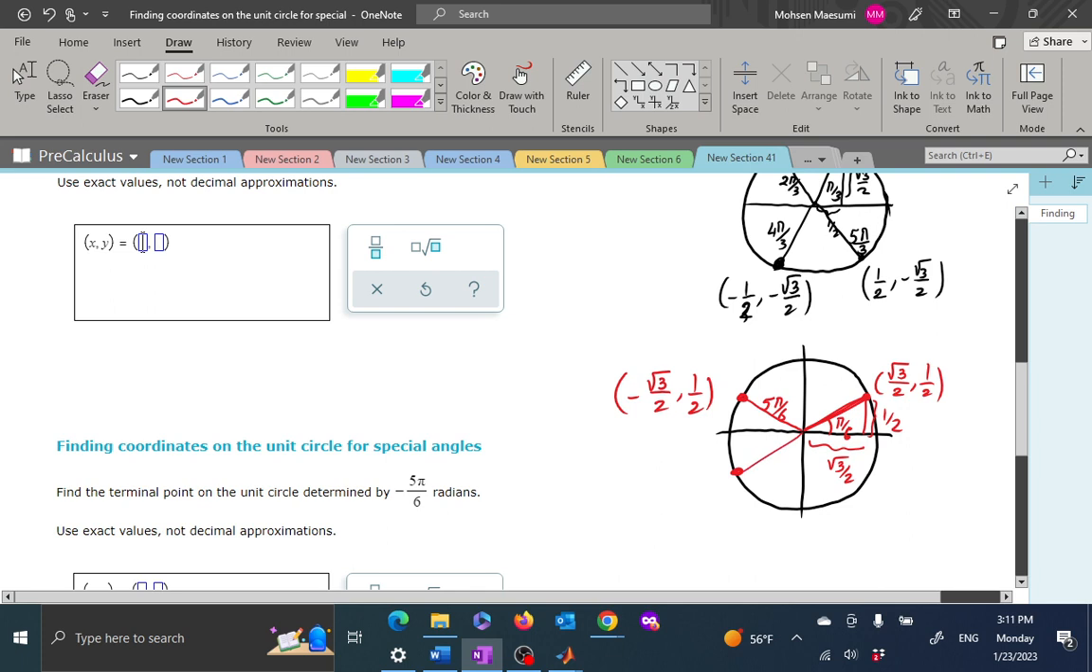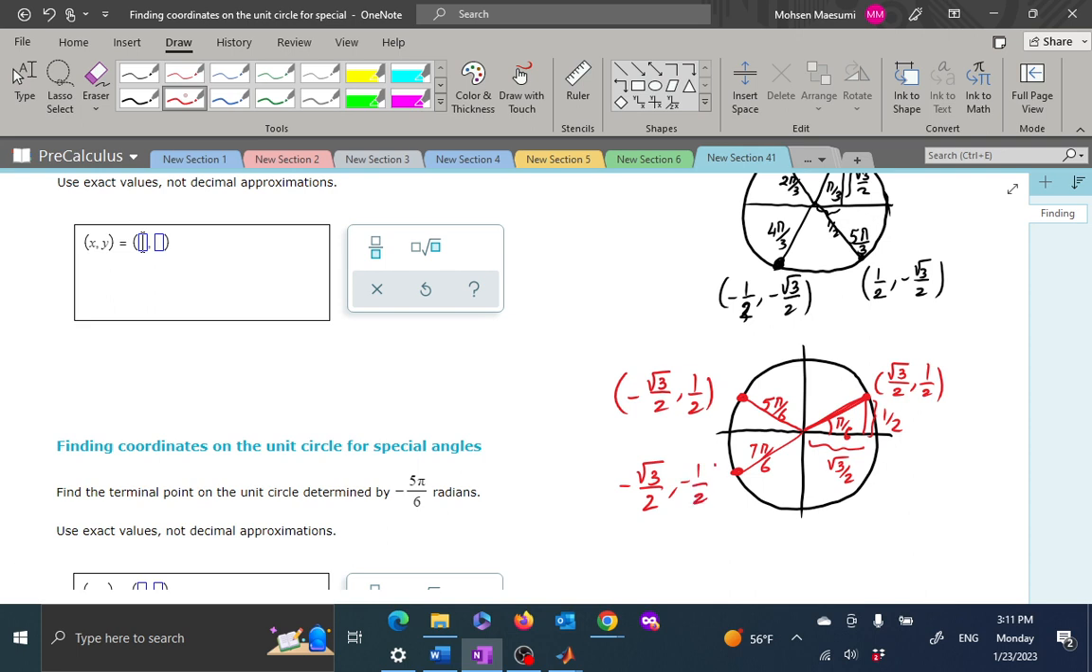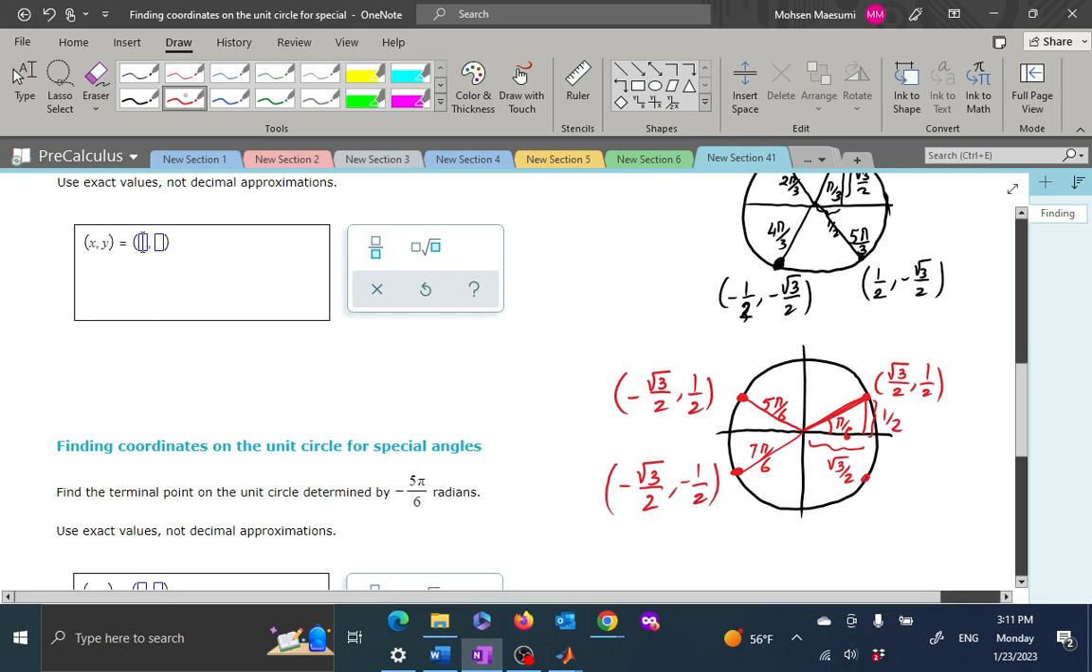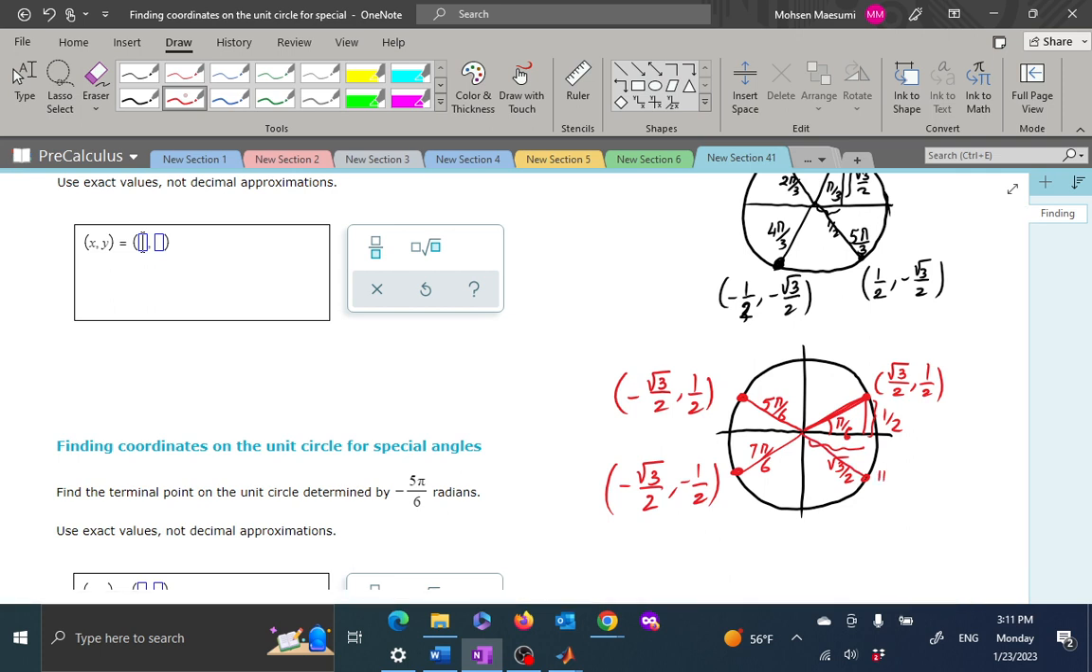And this will be 7 pi 6. So minus radical 3/2 and minus 1/2. And down here we are at 11 pi over 6. The location would be, x is positive, of course, radical 3/2 and minus 1/2.